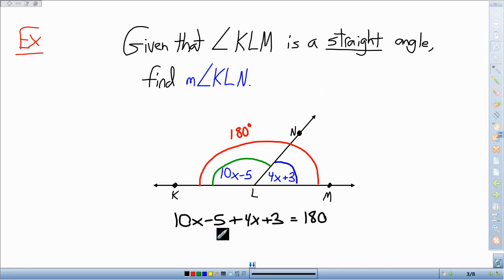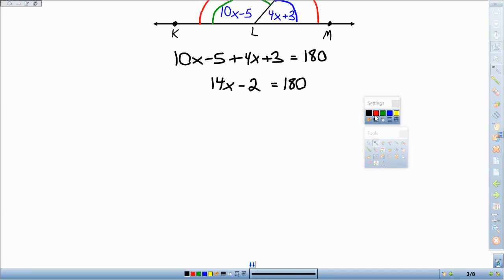First thing I notice, we've got some like terms. We've got some x's, we've got some numbers. Let's combine them. A 10x and a positive 4x combine to give me 14x. A negative 5 plus 3 gives me a negative 2. Be careful on that stuff. If you didn't get a negative 2 there when you did this on your own, you might want to have the calculator next to you to do some of this simple math until you get more used to it. Now I can start solving for x.